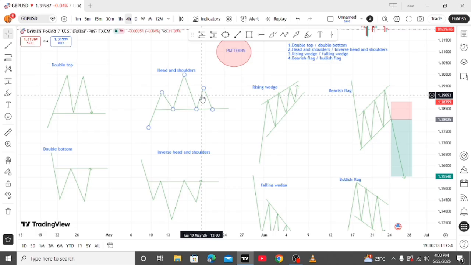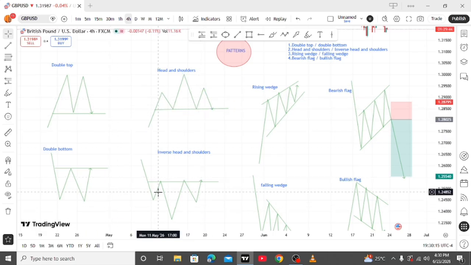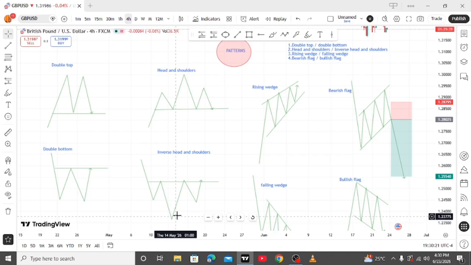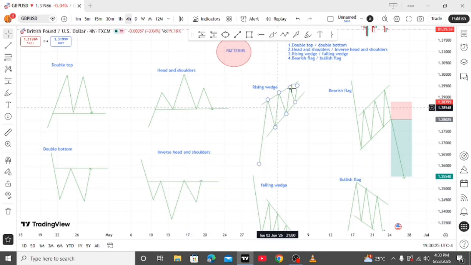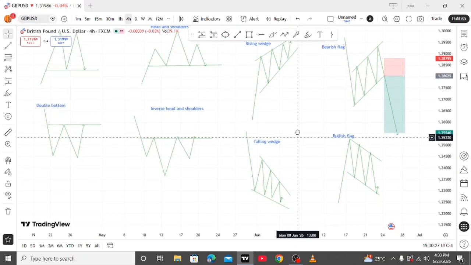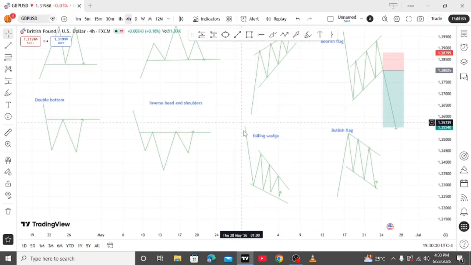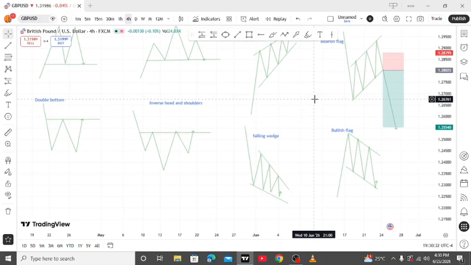And then head and shoulders is a reversal pattern too. Inverse head and shoulders is a reversal pattern because the market goes down and now is about to go up. Rising wedge is a reversal pattern because the market has been going up, now is about to go down. Falling wedge is a reversal pattern because the market has been going down, now is about to go up.